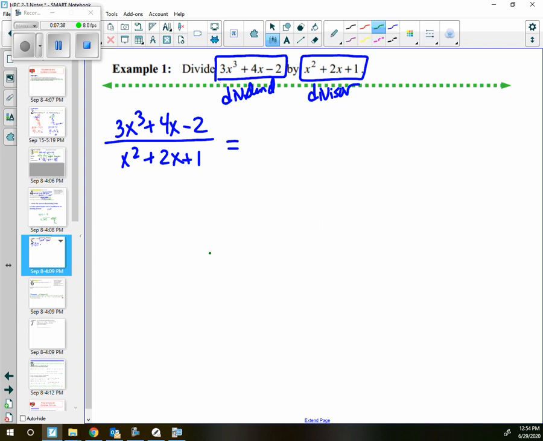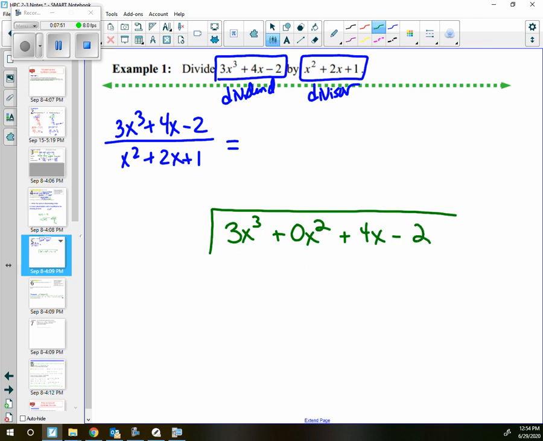All right, so underneath, we're going to put our dividend. So we've got 3x cubed, highest degree. Do you have an x squared? No. So I need to put in a placeholder. So 0x squared plus 4x and then minus 2. My divisor goes on the outside. If you need placeholders there, we still need to put them even in the divisor. But the divisor looks good. We don't have any holes there. All right, so how do we do long division with polynomials? So we use our highest degree terms. So we're going to see what do I need to multiply x squared by to make a 3x cubed.